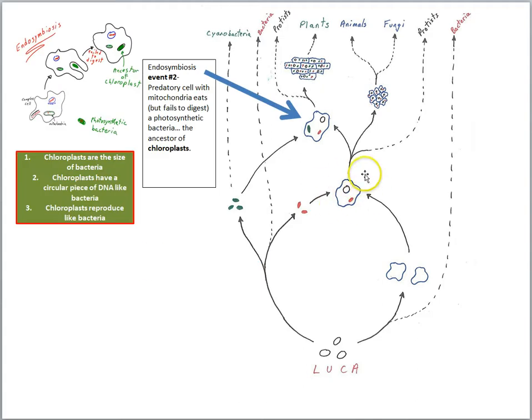Now, once a larger and more energetic cell evolved, it turns out there were several other endosymbiosis events, but here we'll focus on this one, which involved the incorporation of a photosynthetic bacteria, like today's cyanobacteria. That bacteria got incorporated, it did not get digested, and this would be the ancestor of chloroplasts. So we have the origin of mitochondria, the origin of chloroplasts, and then some of these cells are going to go on to evolve into multicelled organisms like plants, and some will stay single-celled. Again, what's the evidence for this endosymbiosis event? Chloroplasts are the size of bacteria, DNA like bacteria, reproduce like bacteria.